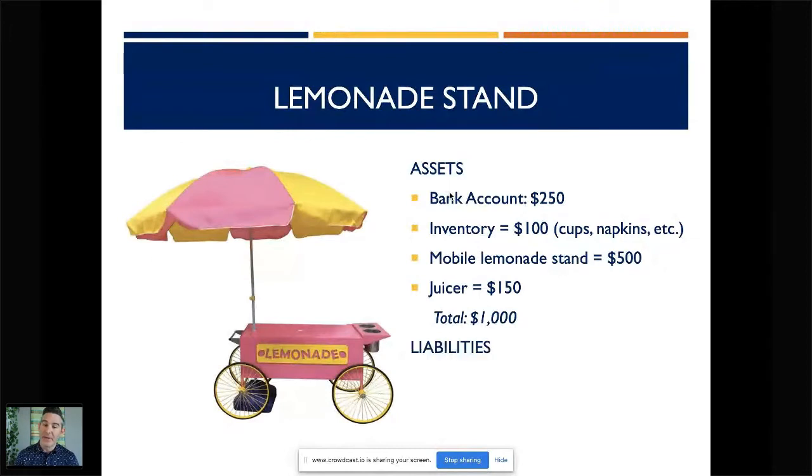And let's look at the liabilities. It's a small business, but you do have a couple. So let's say you have accounts payable. Maybe you haven't paid your lemon supplier just yet. You're on an invoicing plan with them. So let's say you owe $110.